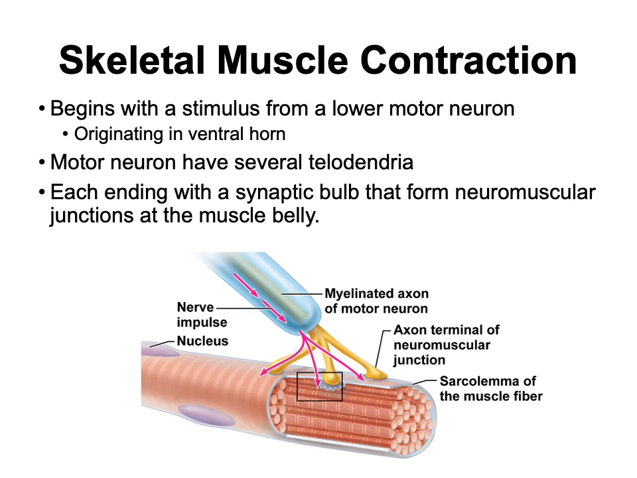Motor neurons have several telodendria. We already just talked about that in our nervous tissue module. Each ending of a telodendron will have a synaptic bulb at it, or an axon terminal, or a synaptic knob. It has so many AKAs. And these axon terminals, synaptic bulbs, will form the neuromuscular junction at the muscle belly of a muscle cell fiber.